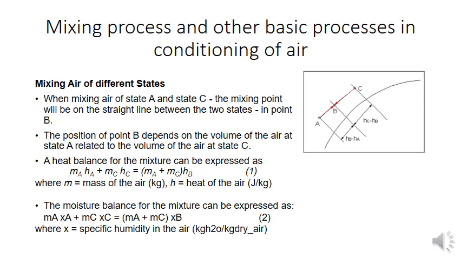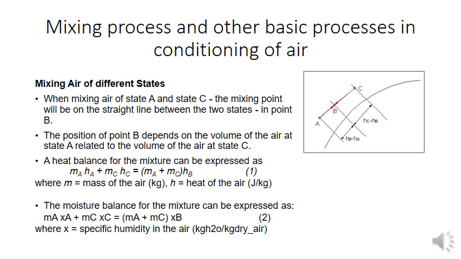When mixing air from state A and state C, the mixing point will be on the straight line between the two states, that is point B. From A it is coming to B, from C it is coming to B, and somewhere they mix and give the final condition. The position of point B depends on the volume of air and state A.